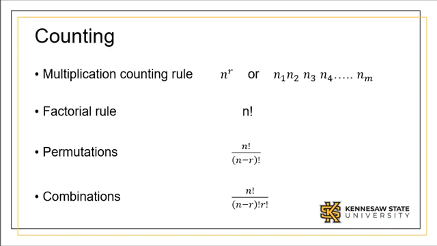Permutations occur when order matters, but there is no replacement. It is similar to the factorial rule, but we are not arranging all the elements, but just a subset of the elements.